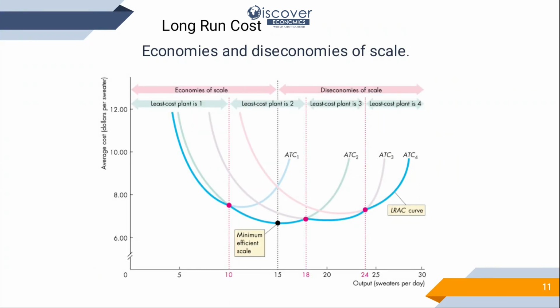Then here you can see the first half is the economies of scale because our per item cost is decreasing with every new item, but the second half is diseconomies of scale because with every new item our cost per unit is increasing.